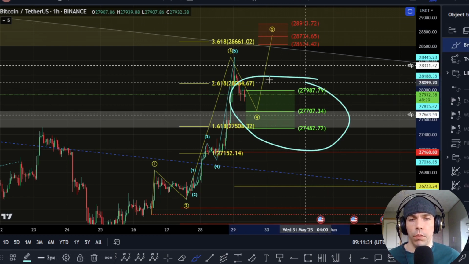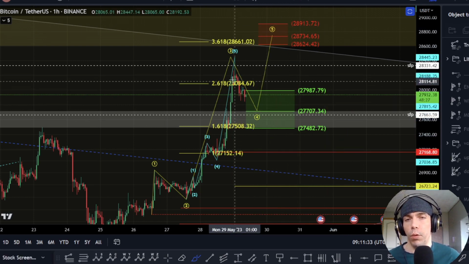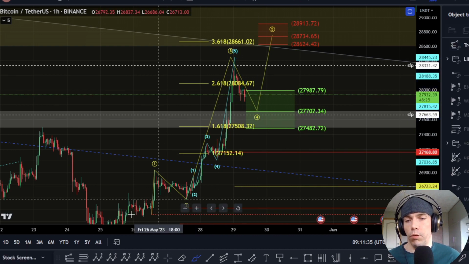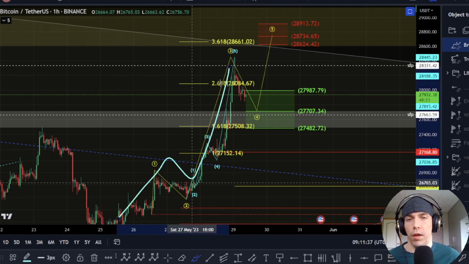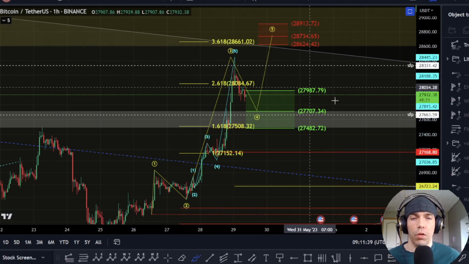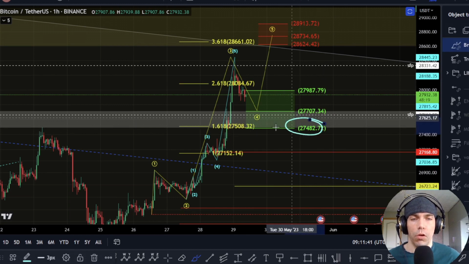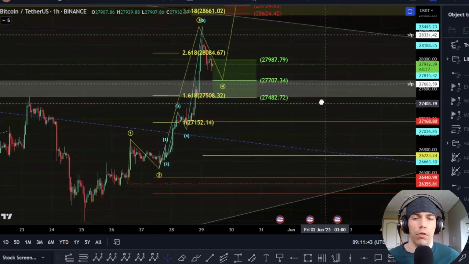However, if we don't form this fourth wave, then we just have a three-wave move to the upside where this is ABC, and that ties into that WXY. So it's going to be crucial if we're looking for continuation to hold this 27,482.